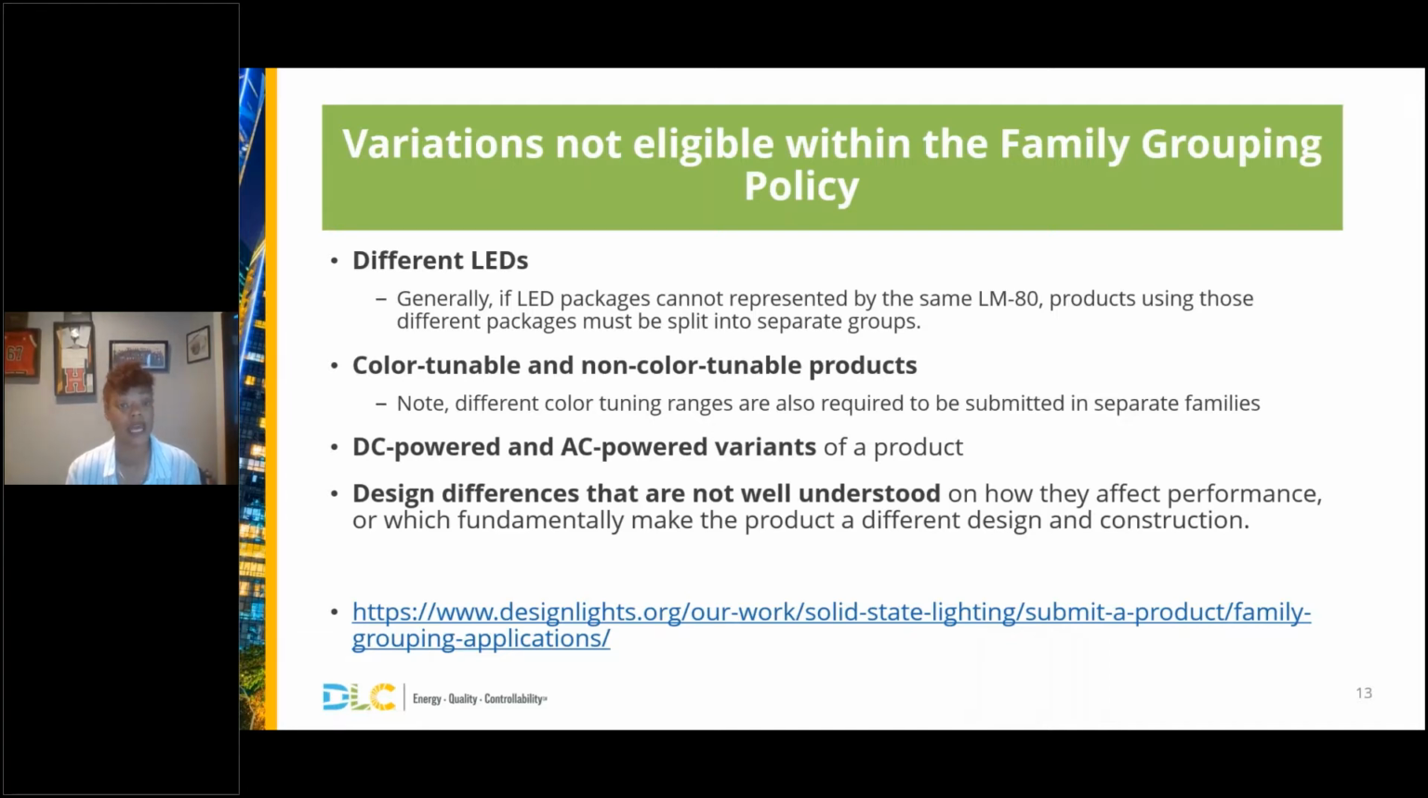The other category that describes things that are not eligible within the family grouping policy is design differences that are not well understood in terms of how they can affect the performance or make the products different by design and construction. So if there are differences in your design that are submitted in these applications, our reviewers will reach out to have a better understanding of some of those design differences and ensure that they understand if and how they affect any performance. The link below will take you to the family product grouping application information, where a lot of this same information is held. This slide deck will be available for you to get those links after the presentation.